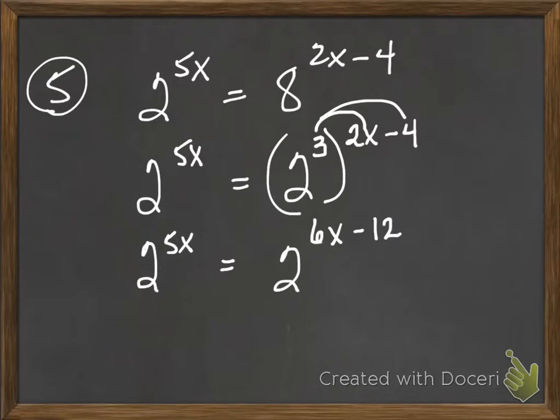Base 2 on the left, base 2 on the right. Now your exponents are going to be equal. This is the hardest one that we've done so far. So that means that 5x is going to be equal to 6x minus 12.